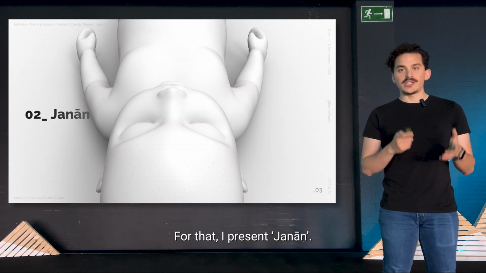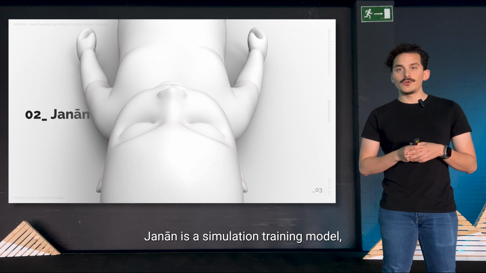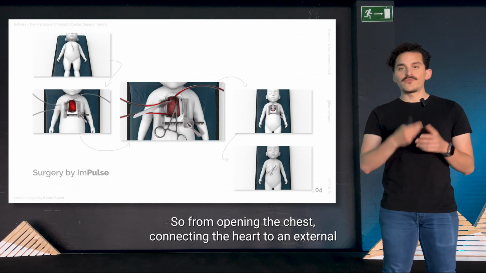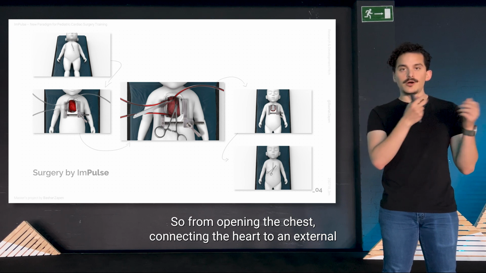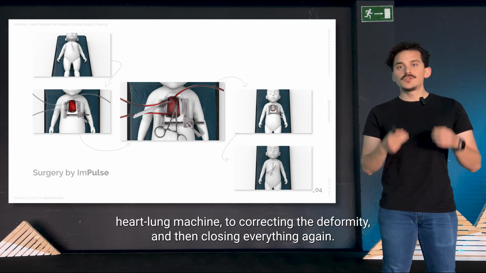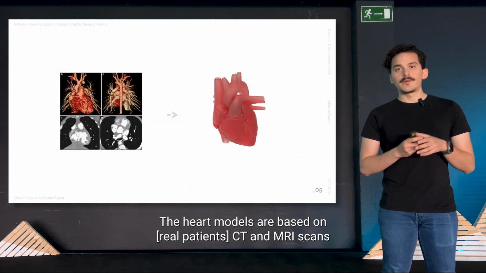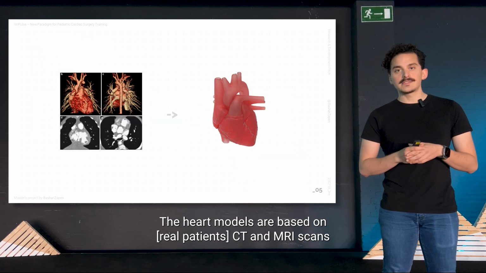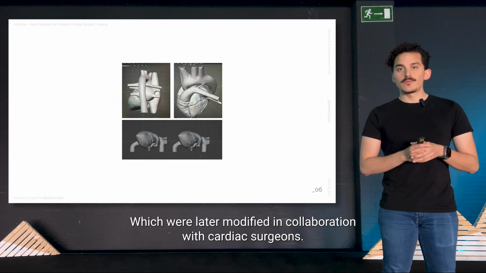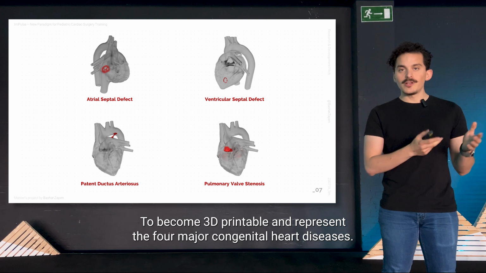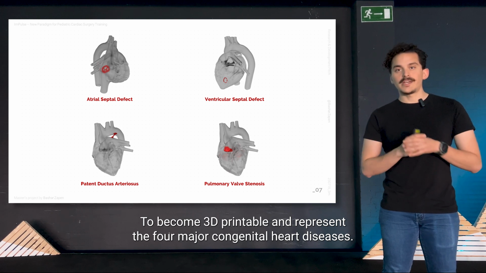For that, I present Janan. Janan is a simulation training model that allows trainees to practice heart surgery from A to Z. So from opening the chest, connecting the heart to an external heart-lung machine, to correcting the deformity and then closing everything again. The heart models are based on CT and MRI scans for maximum fidelity, which I later modified in collaboration with cardiac surgeons to become 3D printable and represent the 4 major congenital heart diseases.